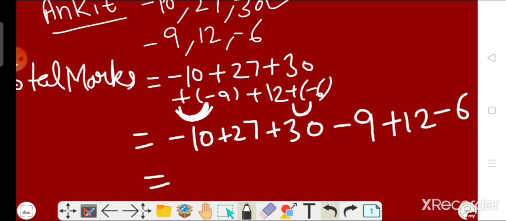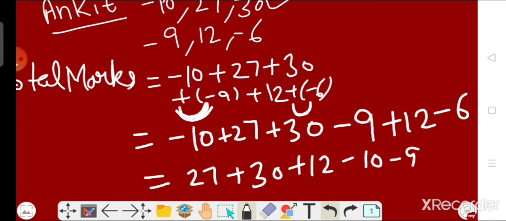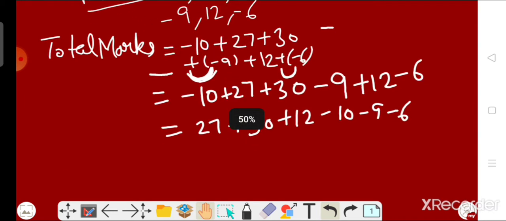To solve this, firstly we write the positive numbers, plus 27 plus 30 plus 12, and then we write the negative numbers. Okay, now as you know, in these three integers the sign is the same and that is plus. So if we have the same sign, what do we have to do? We have to add them and the sign is the same as the numbers have. So the addition of the first three is 69.